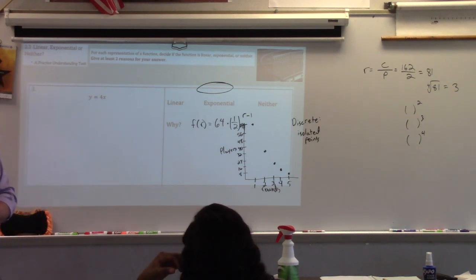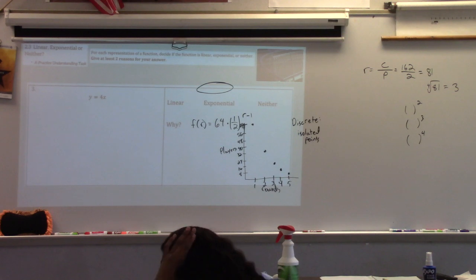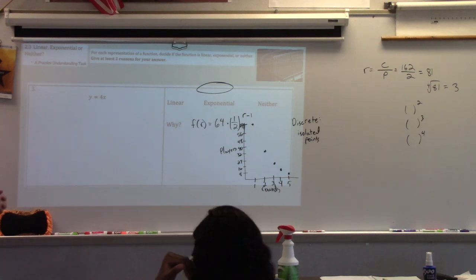So let's go and talk about 3 since most of the groups already talked about it, and then I'll let you start working from there. What type of function do you think this would be? Linear, exponential, or neither? So we're all in agreement it's not exponential then? Why is it not exponential?